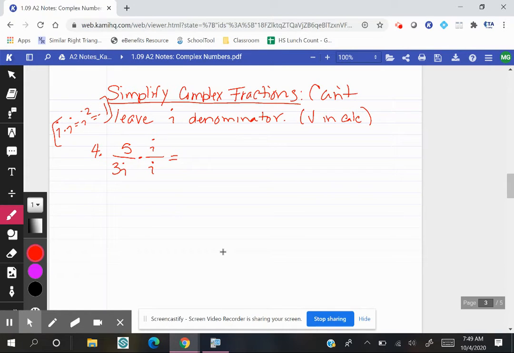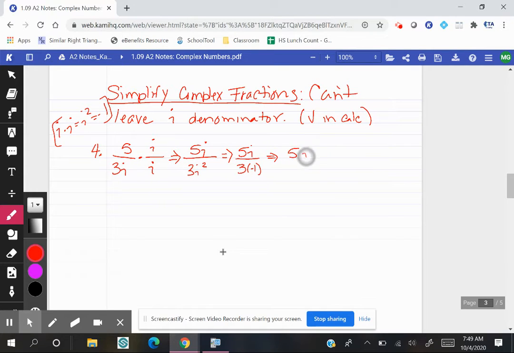But if there is an i and it's a monomial, there's no addition or subtraction in the denominator, you just multiply by i. So here we have 5 times i gives me 5i, and in the numerator, i's are fine. And 3i times i would give me 3i squared. And I know i squared is the same thing as negative 1.